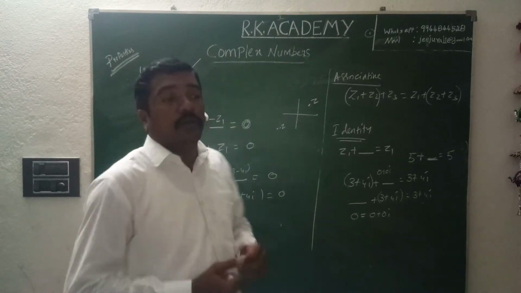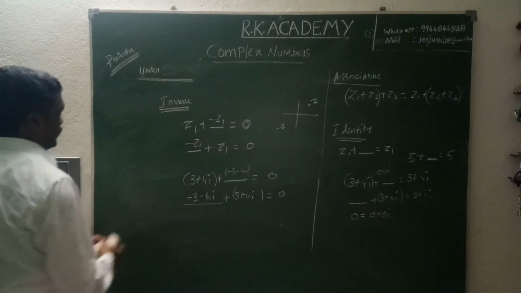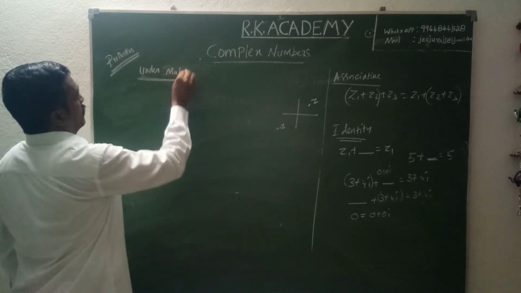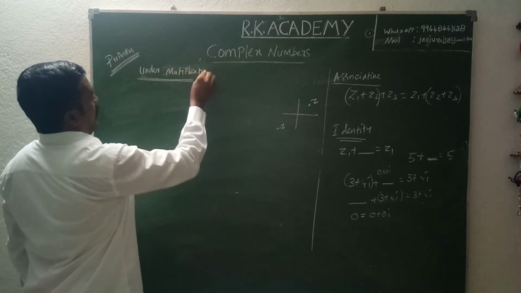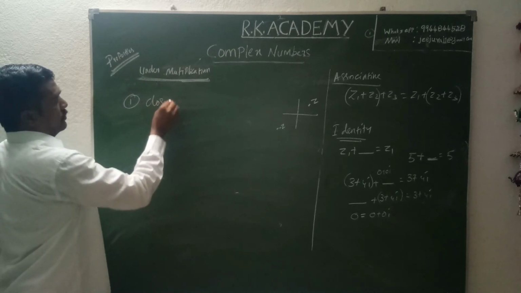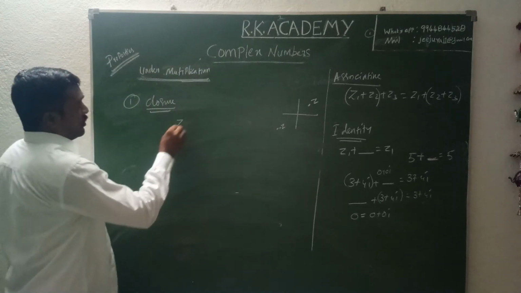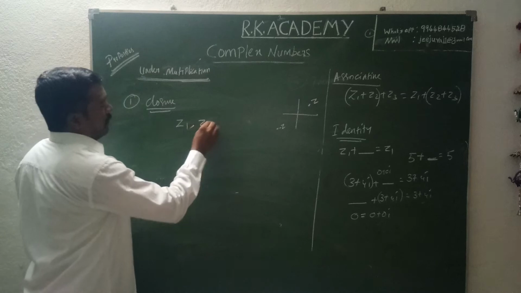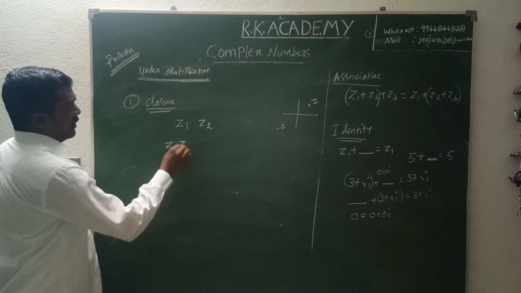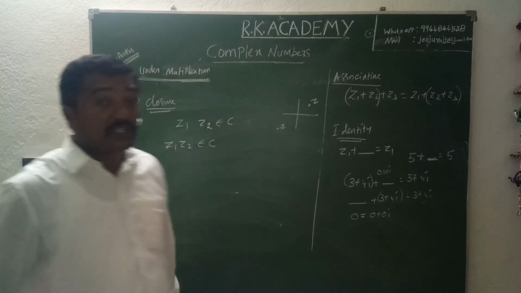So what about multiplication? Under multiplication, what will happen? Now listen. Under multiplication, first one, closure. What will happen in closure? Now I am taking 2 complex numbers z1, z2. The product of these complex numbers is again a complex number.